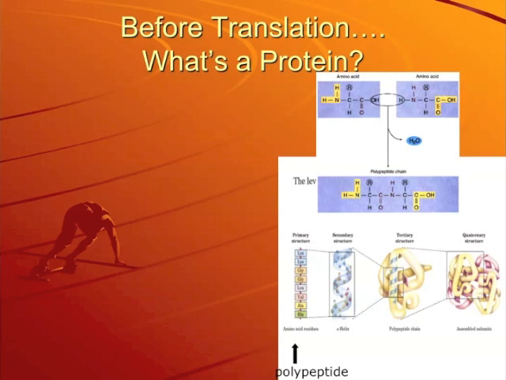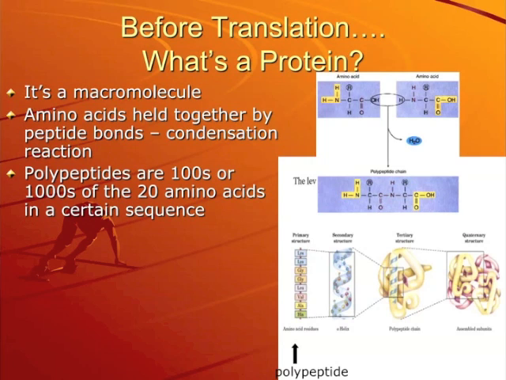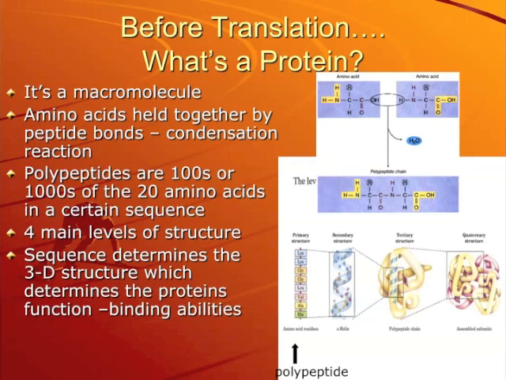But before we begin, I want to review what a protein is. Hopefully you remember that it is a macromolecule made of amino acids held together by peptide bonds, which are condensation reactions. A polypeptide has hundreds or thousands of these amino acids in a sequence. The sequence of the amino acids determines the type of protein that you just made, because there are four main levels of structure. You start off with the primary structure, which is just a sequence of amino acids.